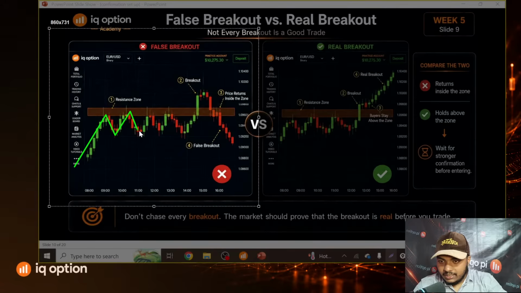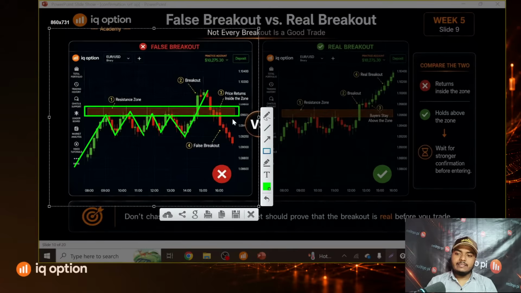Same scenario as you see in the previous one. What do you think, guys? Why did I indicate this one as a false breakout? The buyers broke the price with their full pressure, with their full power. Why did the price reverse then? What actually happened here? This is the mistake a lot of traders make.